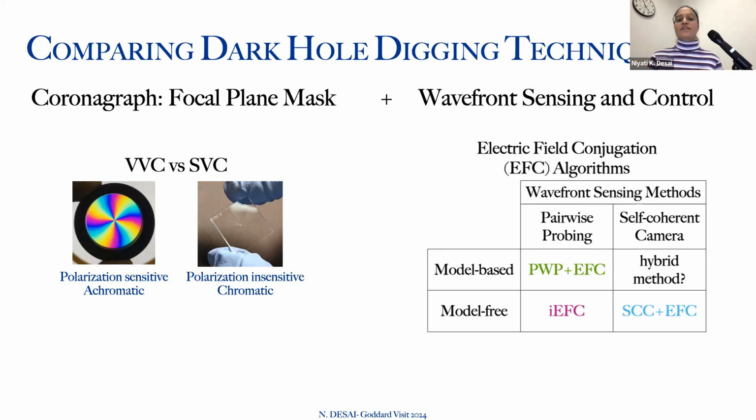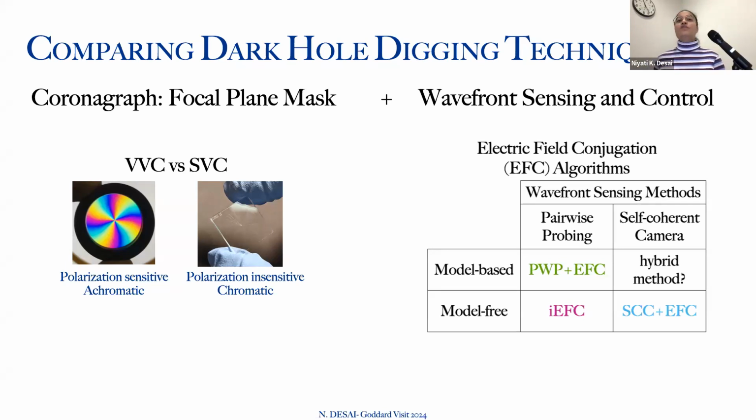So on the left-hand side of this little quad chart that we have, it separates the model-based and model-free. Again, that means you have to have an optical model of your entire system and all your elements. So in the top left, you have pairwise probing as the wavefront sensing method that you're using. So you're using that to figure out how much light is left in the region that you want to remove. And that model-based version is pairwise probing with EFC. That's the regular out-of-the-box one that we've all been using. Now, if you go below that, you still use pairwise probing to do your wavefront sensing, but now you remove the model. That one has been named IEFC, so it's implicit electric field conjugation. So it still uses pairwise probing to do the wavefront sensing.